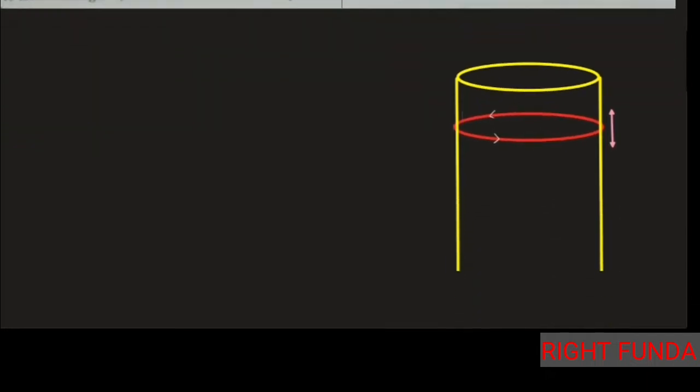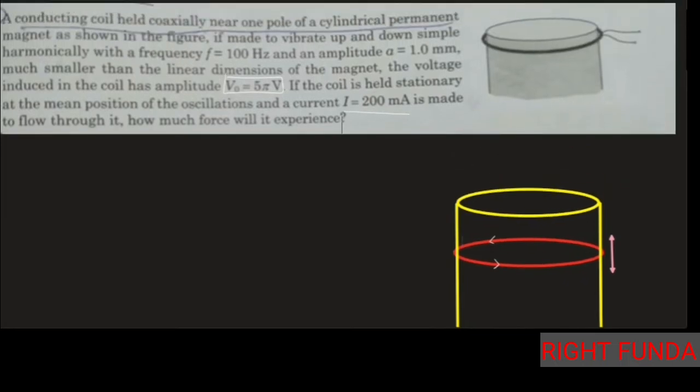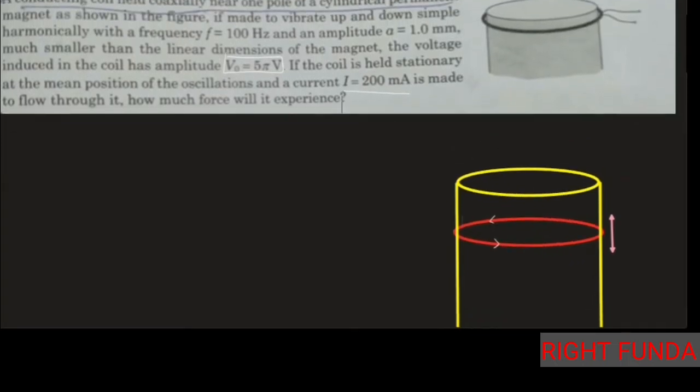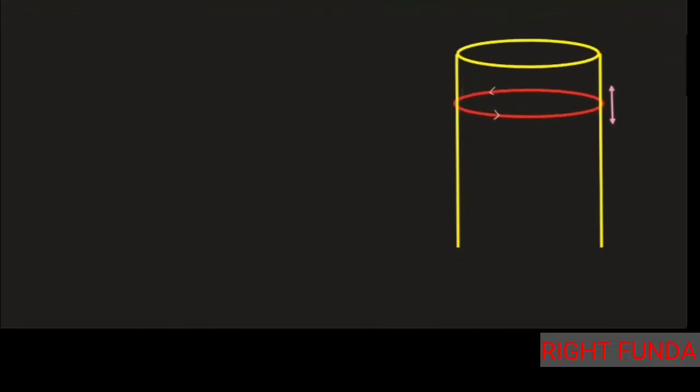Now see what the question has given and what we need to solve. You must have tried it by now. The coil is executing SHM in the y direction. Suppose this is my x-axis and this I take as the y-axis, so the other dimension will be z. This ring lies in the xz plane.